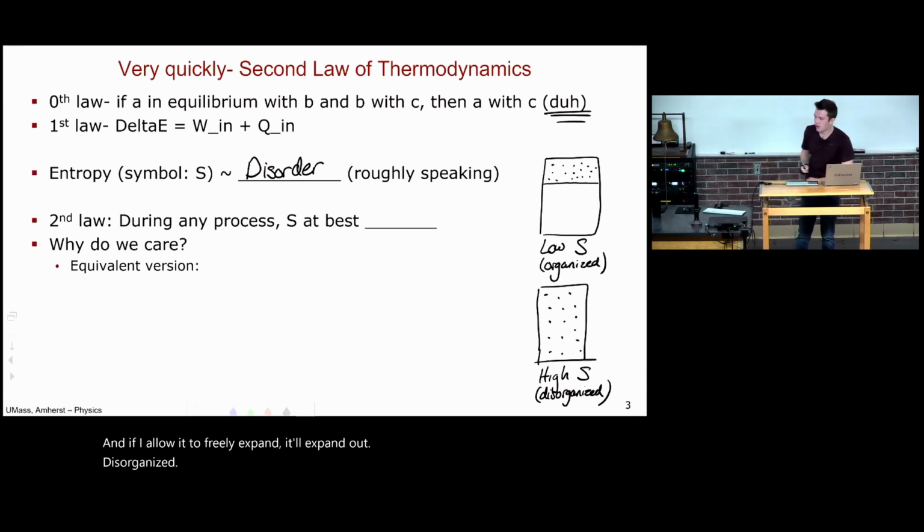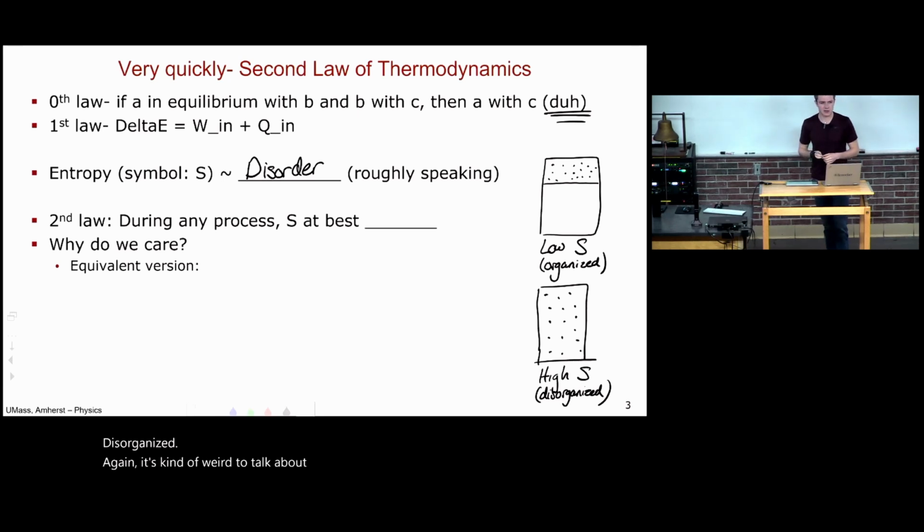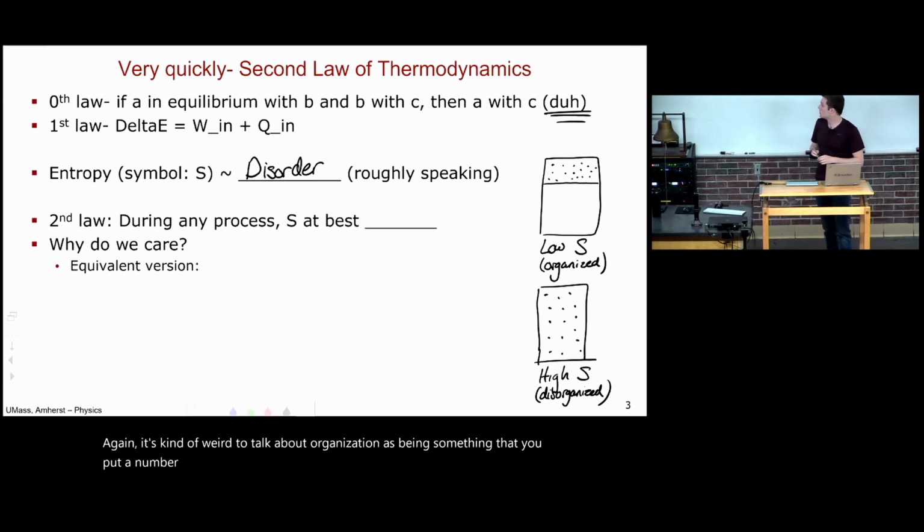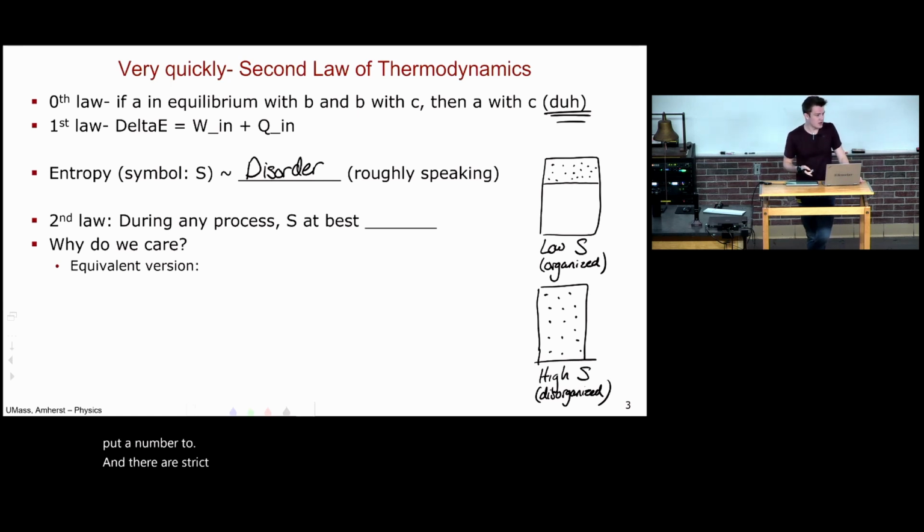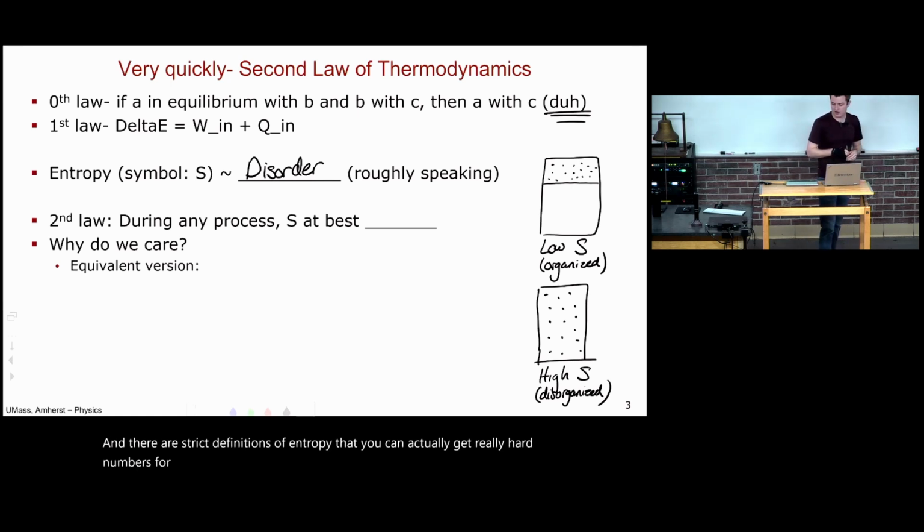Again, it's kind of weird to talk about organization as being something that you put a number to. There are strict definitions of entropy where you can actually get really hard numbers for exactly how organized something is. In a lot of applications, you'll use k log the number of microstates. You'll learn that in chemistry, but we're not going to talk about it. We're just going to stick to its disorder.